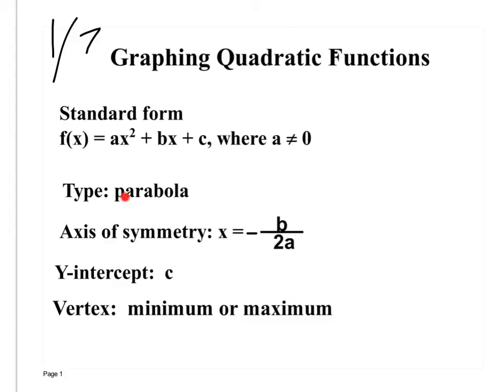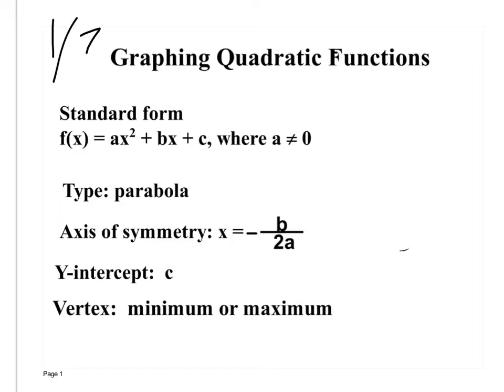It looks like a parabola. Okay? That's the term. It is this shape right there. That's a parabola. To find the axis of symmetry, meaning the line in the middle of it, you do this. You take negative b over 2a. That tells you where the axis of symmetry is. The y-intercept, where it crosses the y-axis, is c.